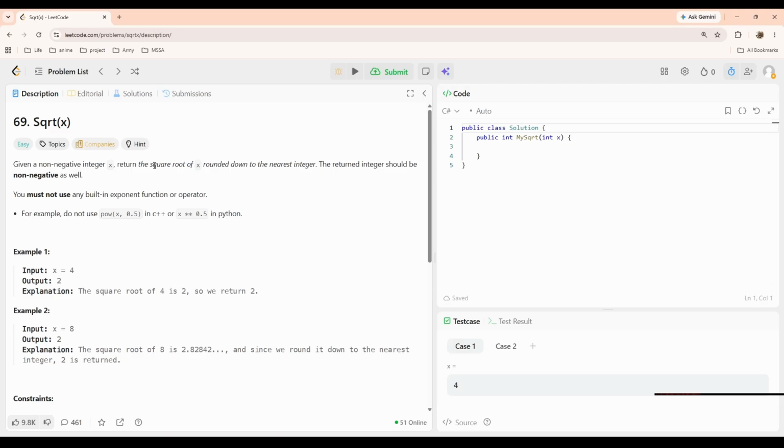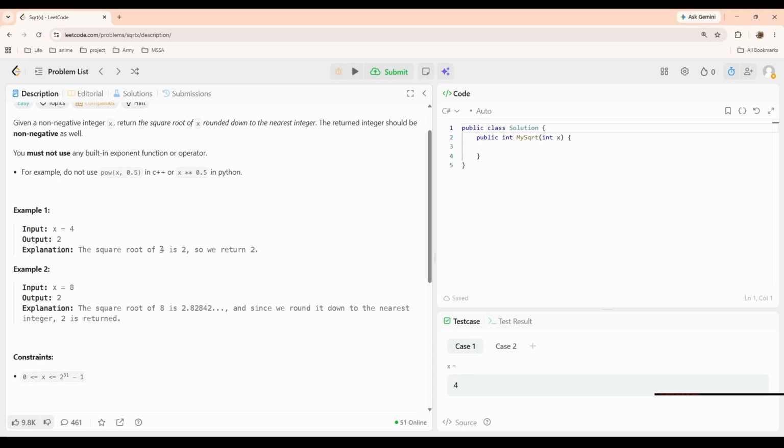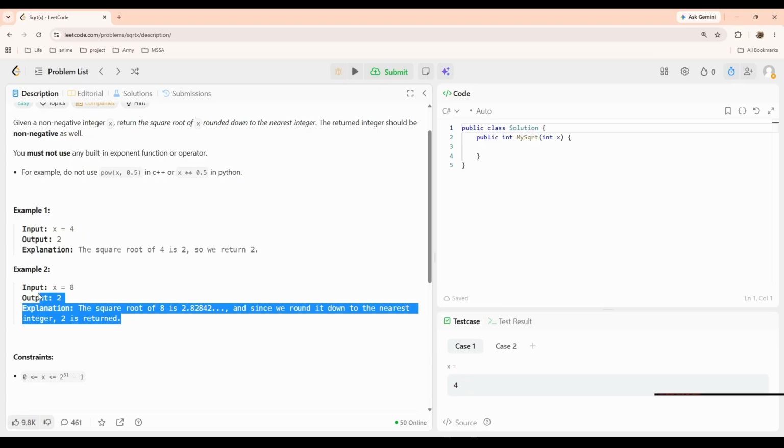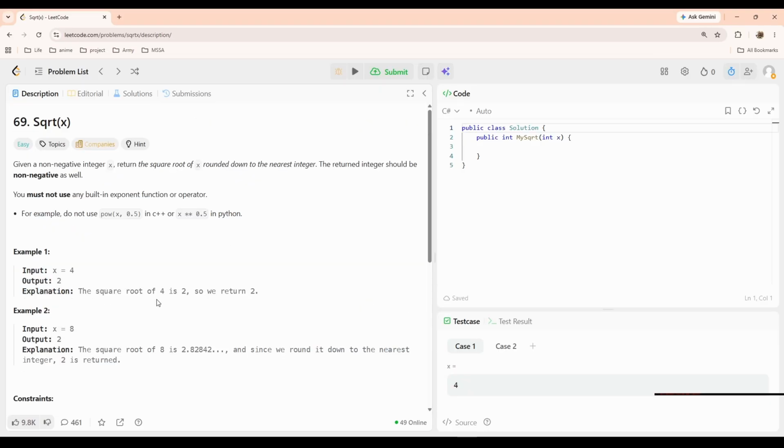Square root of x. Given a non-negative integer x, return the square root of x rounded down to the nearest integer. The returned integer should be non-negative as well. You must not use any built-in exponent function or operator. For example, do not use pow in C++. The square root of 4 is 2, so return 2.